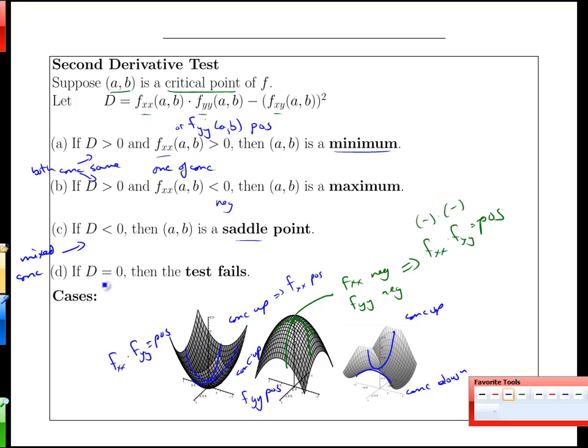Last but not least, if we happen to get an unlucky case, and you'll see some of these in your assignment problems, where this value that we calculate ends up being 0, this is the downside of the second derivative test, we have no information. The second derivative test gives no information.